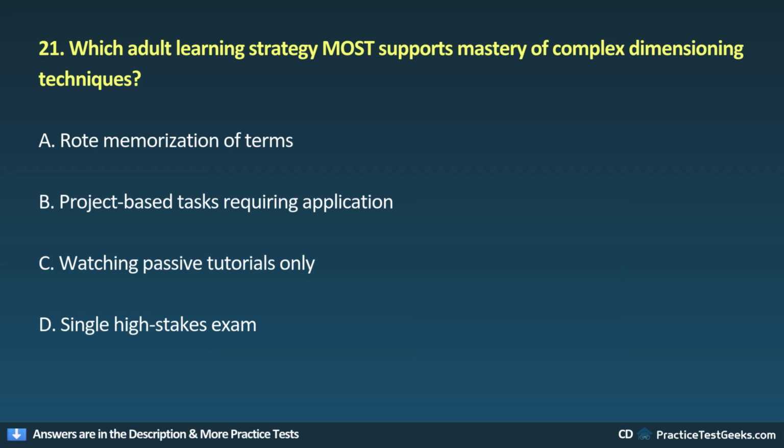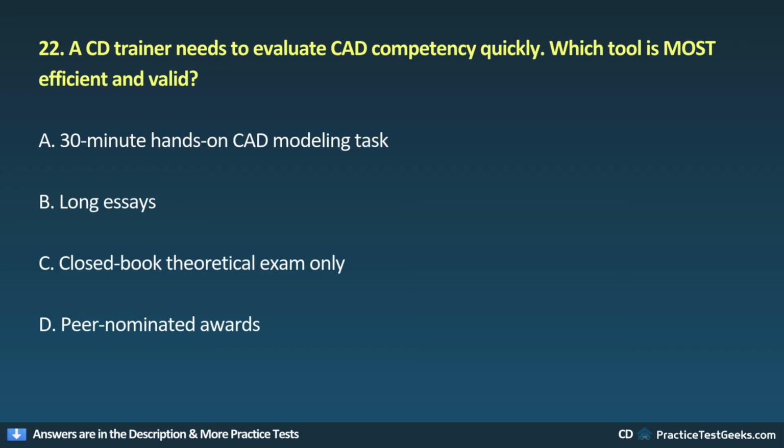21. Which adult learning strategy most supports mastery of complex dimensioning techniques? A. Rote memorization of terms. B. Project-based tasks requiring application. C. Watching passive tutorials only. D. Single high-stakes exam.